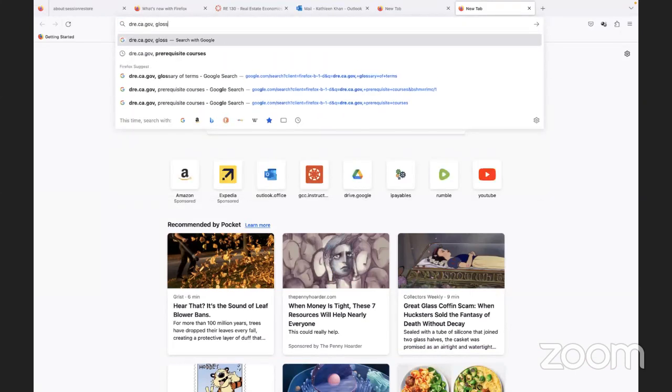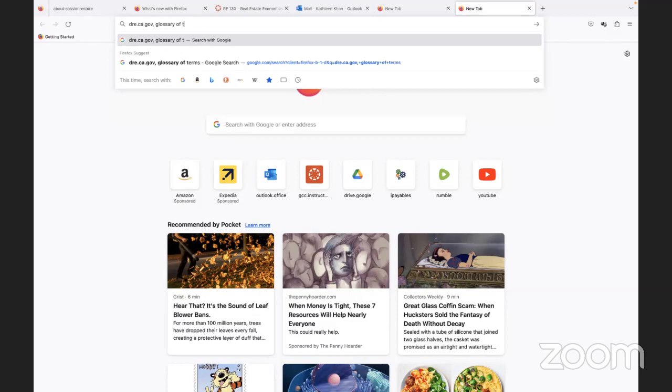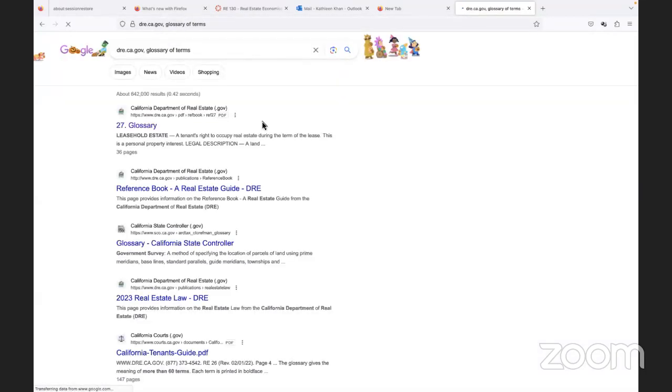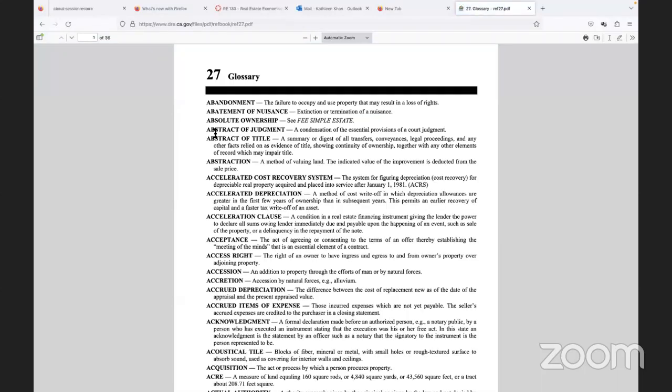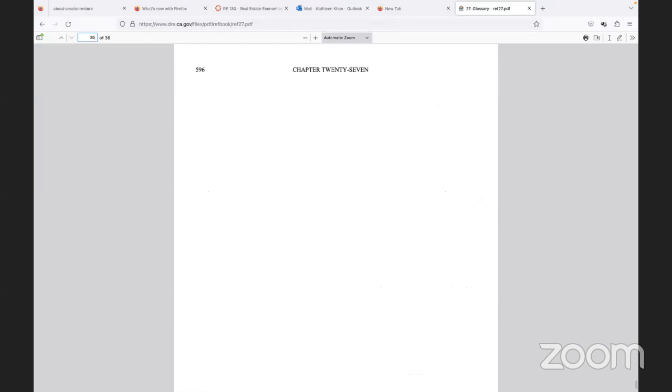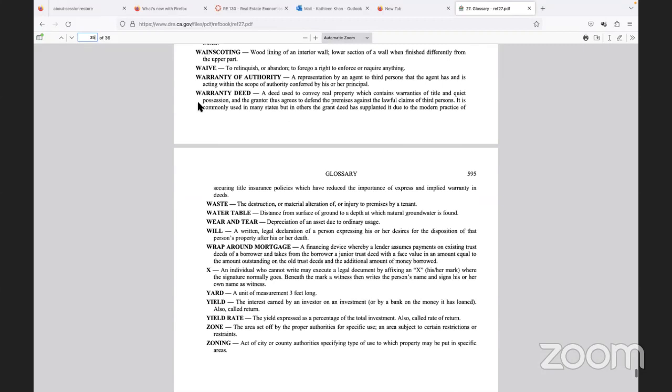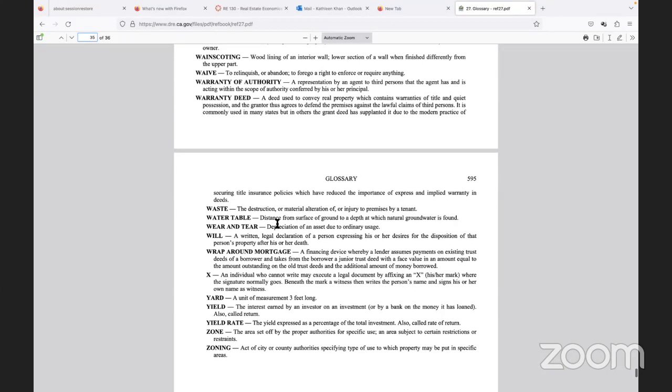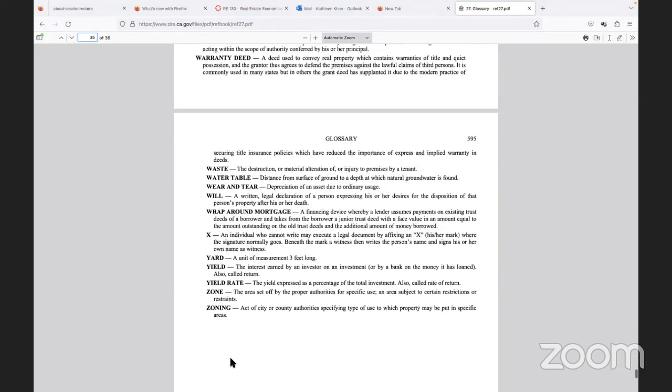dre.ca.gov glossary of terms is going to bring up the glossary of terms. There are 35 pages. It's technically 34 and a half. I know it says 36, but something you're going to find out with the government and everybody else is that they will leave pages intentionally blank. And as I said, it's 34 and a half because page 35 only does half the page.